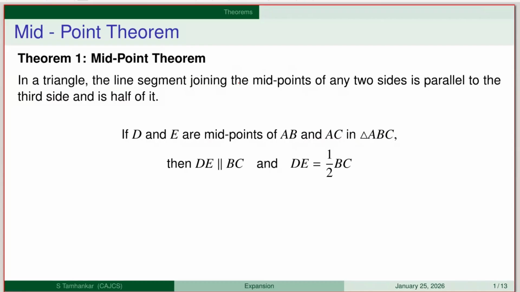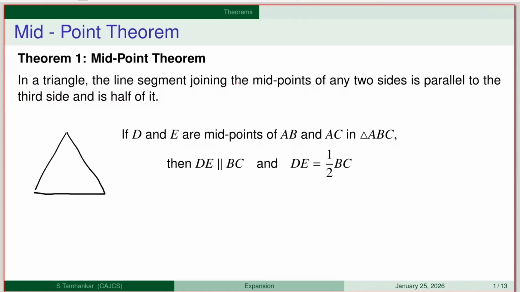Hello, in this video, we are going to study the chapter Midpoint Theorem. First we'll look at the statement of the theorem. The statement says that in a triangle, if you join the midpoints of two sides, then the segment will be parallel to the third side and it will be half of the third side. So what does that mean?